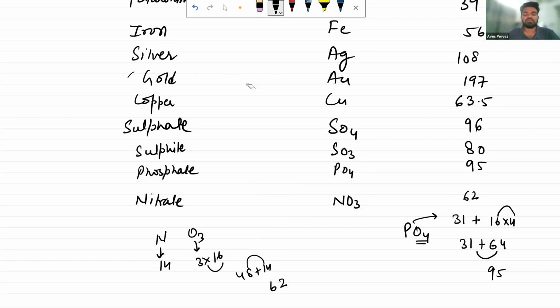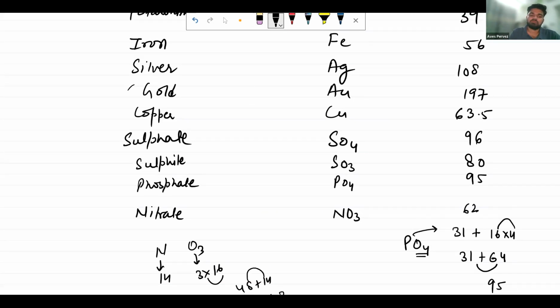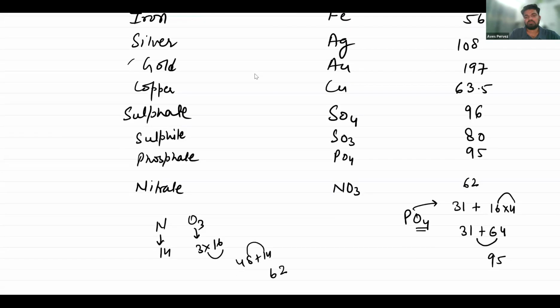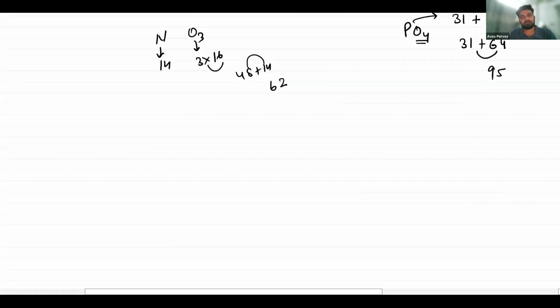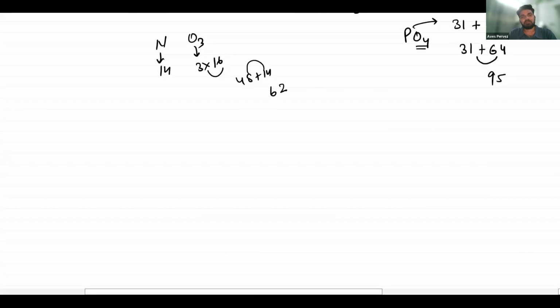Now calculate the mass of the compound. Note it down. Then please calculate the mass of the given compounds. Done? Still writing.